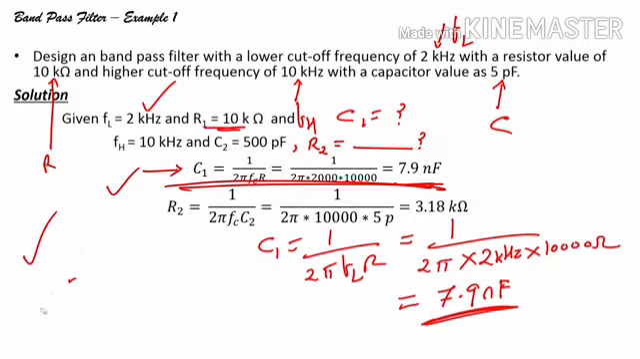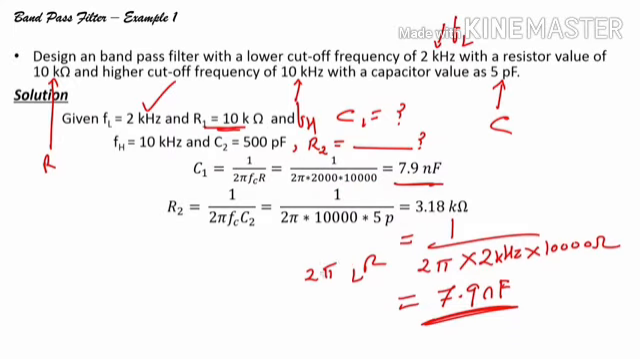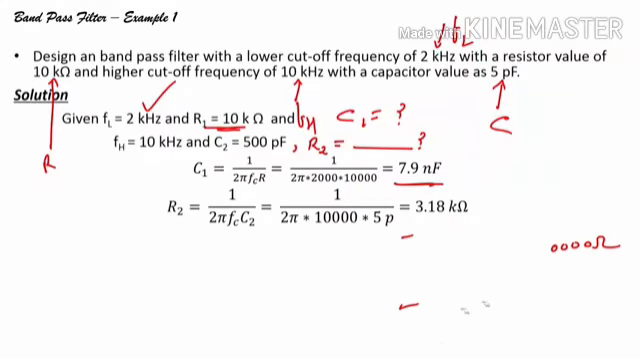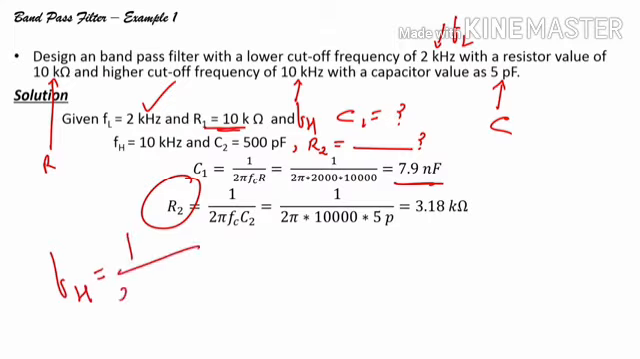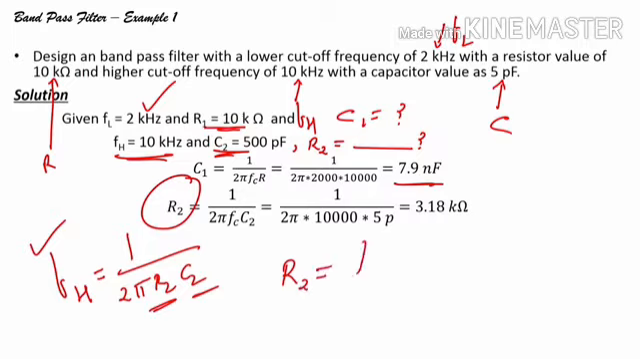Now, let us see how we can find the value of FH, and using FH how can we find R2. So, FH, what we have written, FH equals 1 by 2 pi R2 C2. What we have? We have FH. What we have? We have C2. What we do not have? R2. So, R2 will be 1 divided by 2 pi FH C2, right.